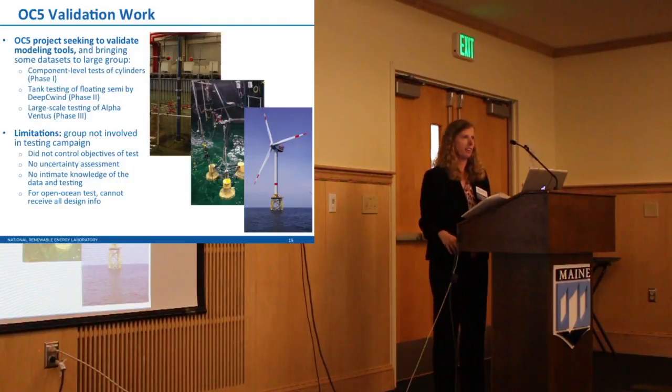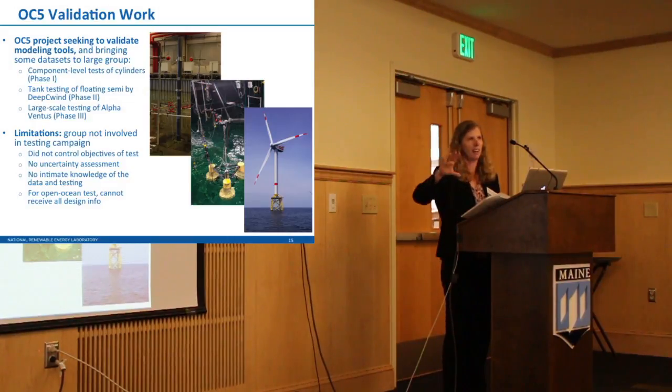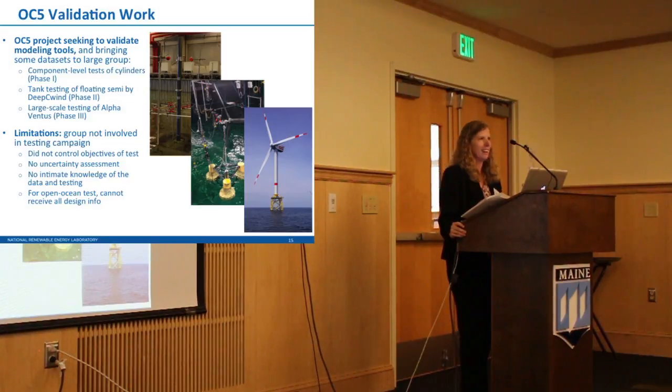So the OC5 project is a project that's really trying to move forward with this validation of offshore wind modeling tools, and we have been approaching it at three different types of testing level. We started with component level tests of a cylinder in a tank, and then we're moving to the DeepCwind floating scale testing, and then we're hoping to move to open ocean test validation. We're working with Alpha Ventus right now, and it sounds like we'll be able to get a lot of the information from them, but it will be going through the procedure of approximating the turbine properties and approximating the controller. So we'll go through this as a group and see how well we can do validation with these approximations.